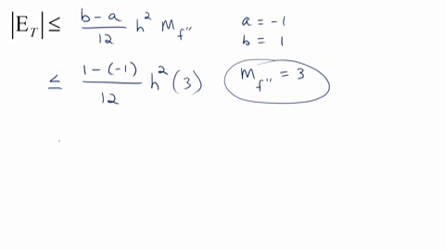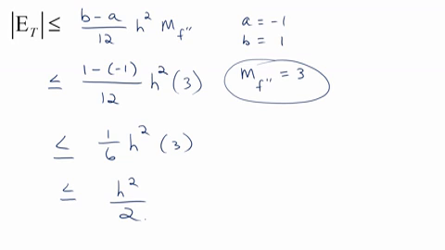Now we can simplify. This is less than or equal to our fraction. We have 1 minus -1, so it's 2 over 12. That's 1 over 6. 1 over 6 times h squared times 3. Again, one last simplification would equal h squared over 2, which is what we were asked to show.